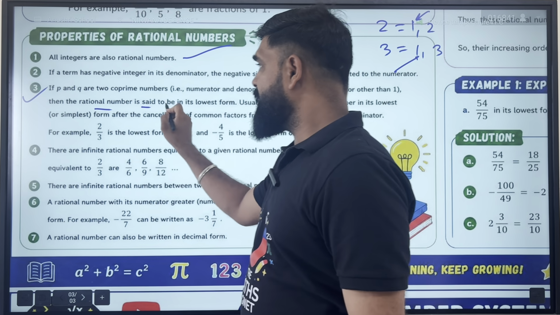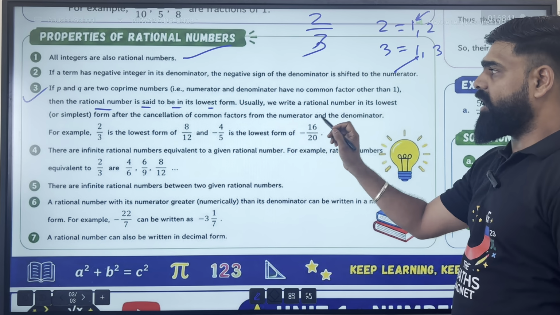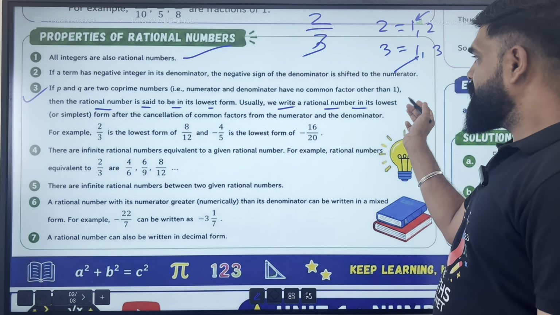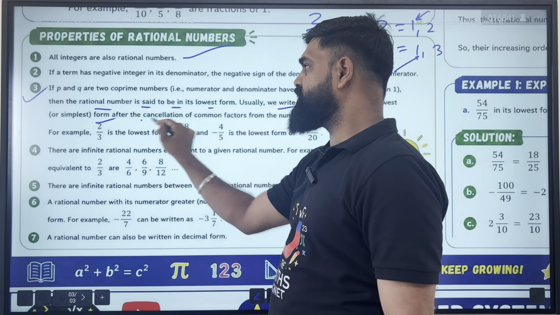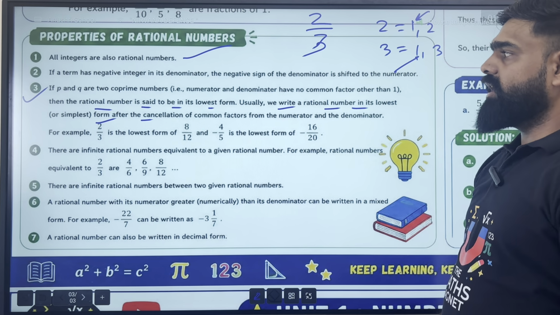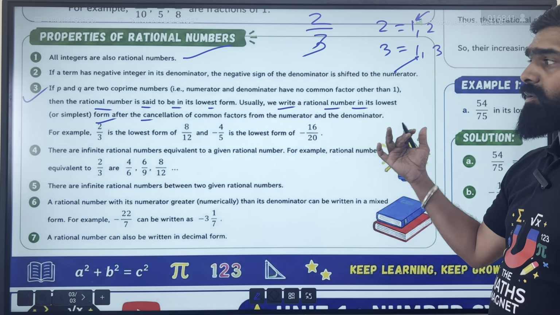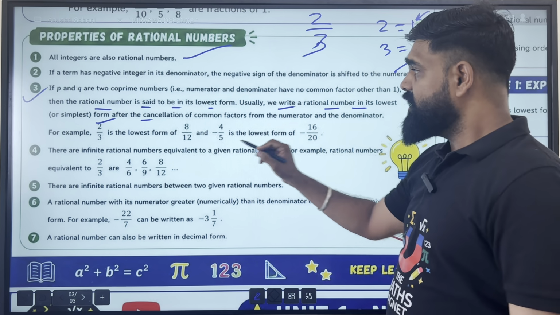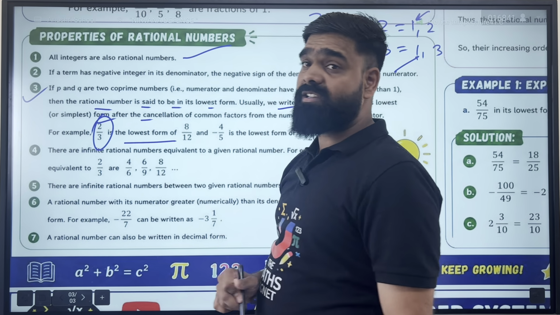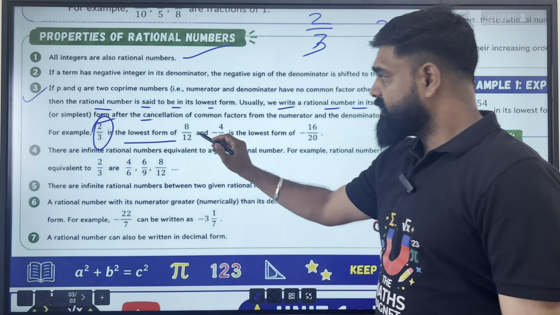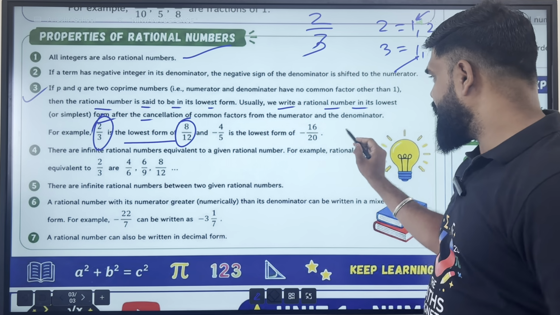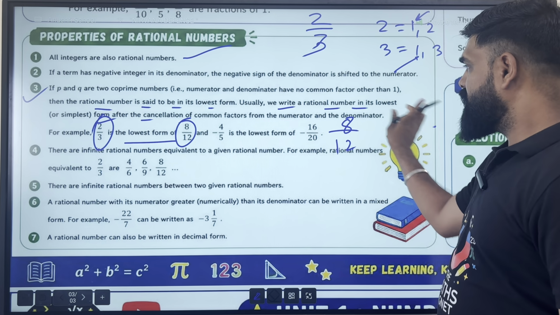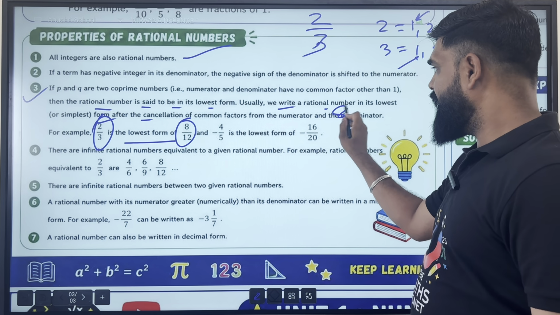Then the rational number is said to be in the lowest form. Usually we write a rational number in its lowest form or simplest form after cancellation of the common factor from the numerator and denominator. Let us understand this property by taking one example. We have this 2 by 3 as a lowest or simplest form. Suppose we have this 8 by 12 here. Let us simplify this 8 by 12.